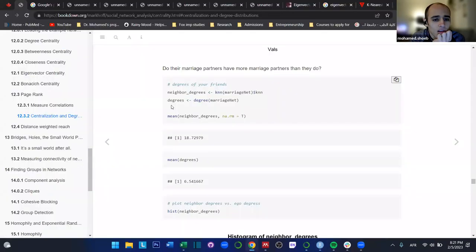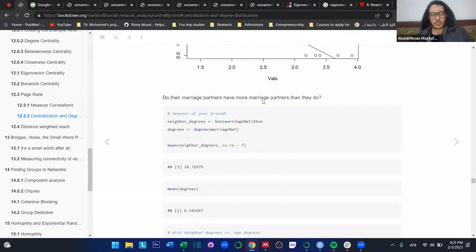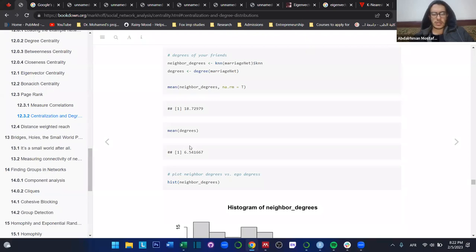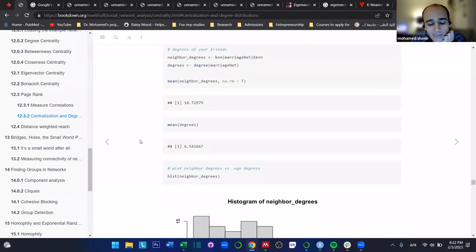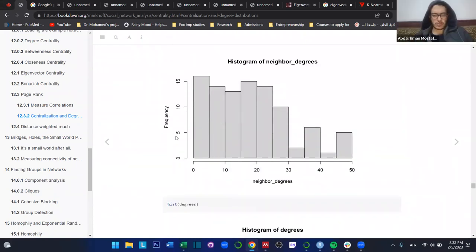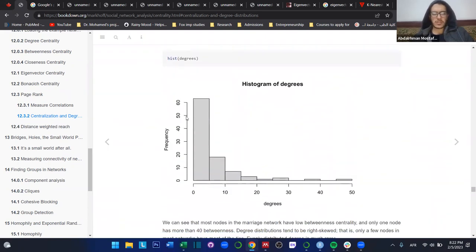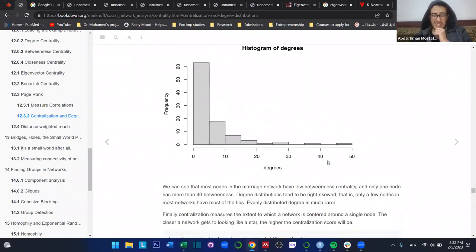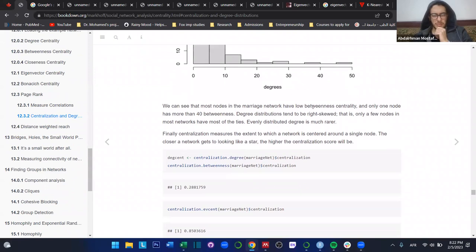The question they asked was, do their marriage partners, the families in general, have more marriage partners than they do? And so they compared the mean of neighbor degrees to the mean of degrees. And the histogram also serves to illustrate this quite beautifully. Here it's much closer to a uniform distribution, whereas the degree centrality is highly skewed. And as they go on to explain, we see that most nodes in the marriage network have low betweenness centrality. I'm not sure why betweenness comes up here. But anyways.